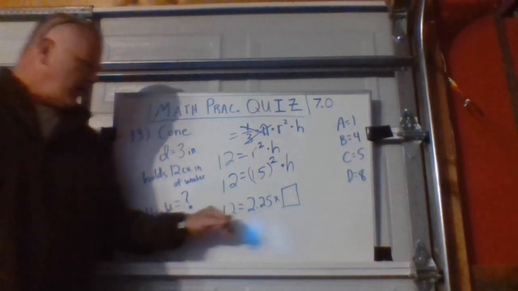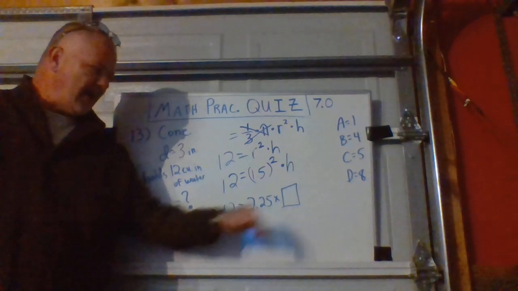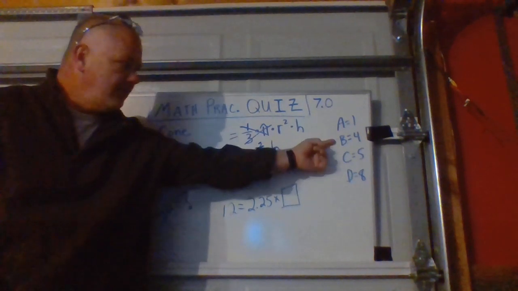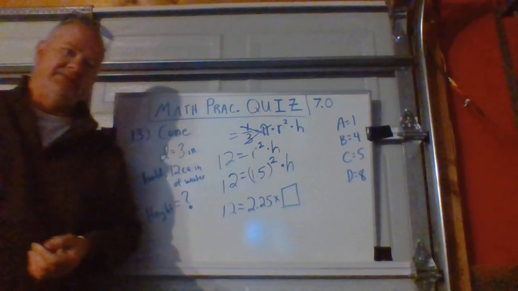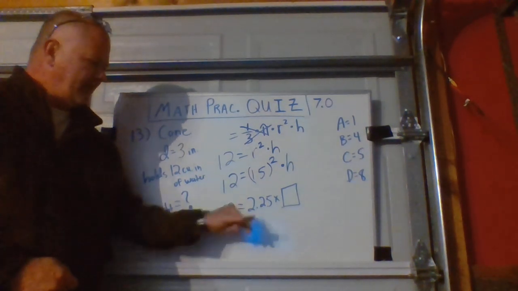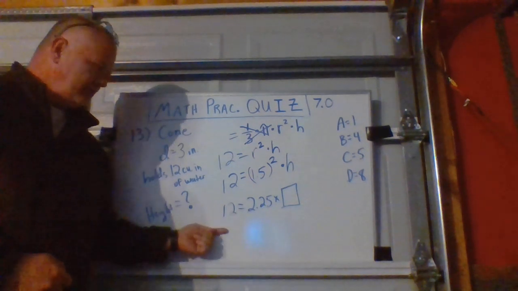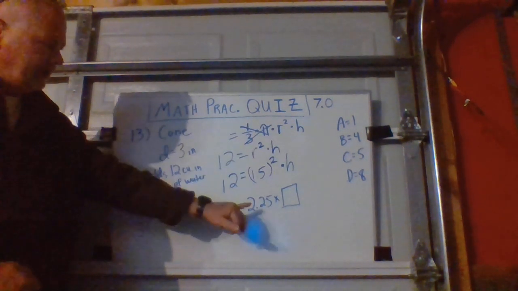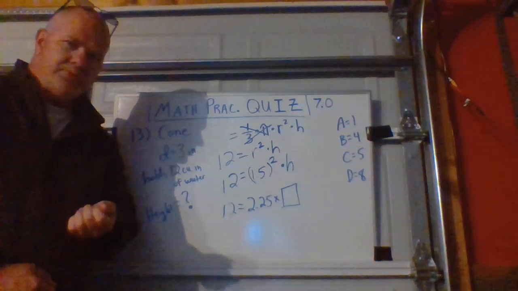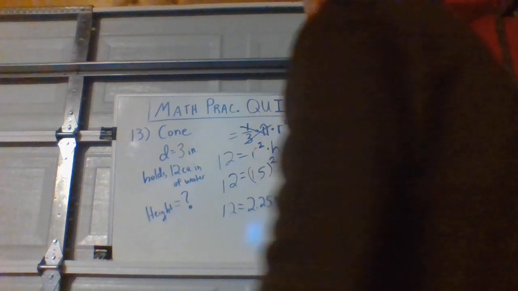So here's where we are. 12 equals 2.25 times empty box. And in this case, we're given multiple choice answers: 1, 4, 5, or 8. So you can almost finish this up just by looking at it and thinking about it. So we've got about 2 times something will give us 12. Let's look. The 2 times 1 is going to give us 2. So that's too small. Cross that off.